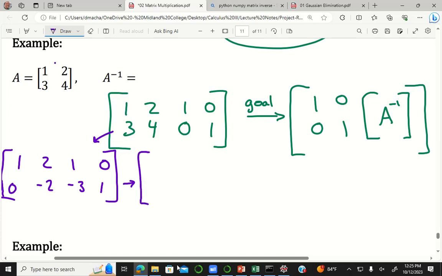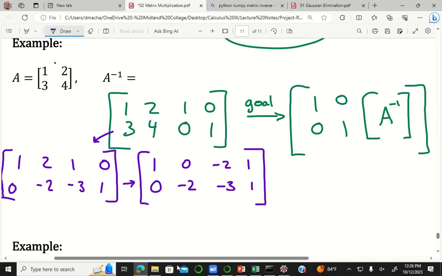The next thing I would like is I want that positive 2 to be a 0 in the off diagonal. And in order to make that happen, I'm going to add the second row to the first row. So 1 plus 0 is 1. 2 plus negative 2 is 0. 1 plus negative 3 is negative 2. And 0 plus 1 is 1.